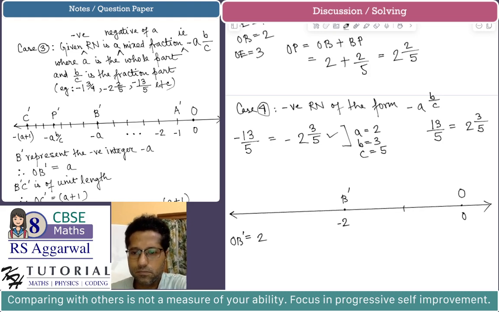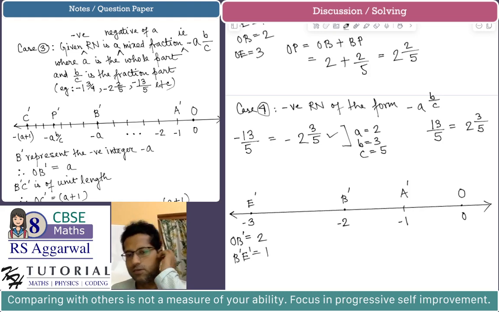Okay. Now, this will approximately represent the integer minus 1. Let's say this is A dash, even though we do not need A dash. Now we will mark a point E dash to the left hand side of B dash at unit distance from B dash. So E dash will represent the integer minus 3. So we have B dash E dash equal to 1, since E dash is a point at unit distance from B dash to the left hand side.